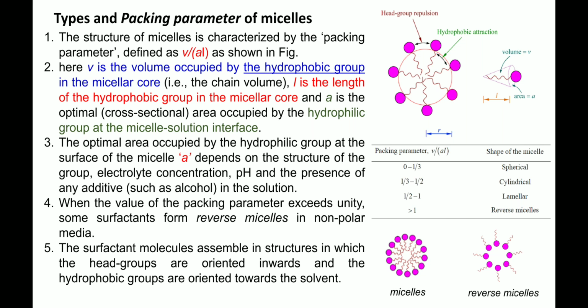Okay, so V is the volume occupied by the hydrophobic group. You can see that on the right-hand side image, where a single surfactant is shown, and the volume occupied by the hydrophobic group of the surfactant is represented in the form of a cone, and you can calculate its volume as V. That is the chain volume.